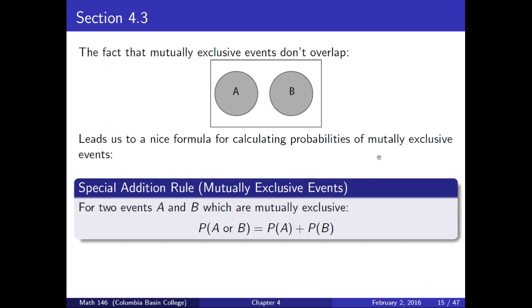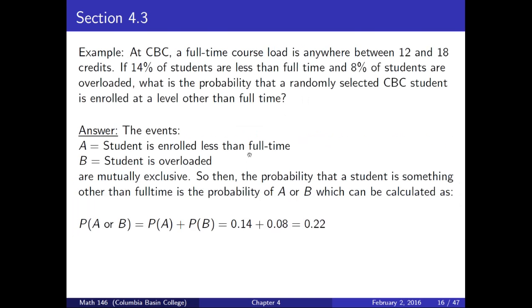Now, the fact that they're mutually exclusive and they don't overlap makes it really nice for calculating probabilities associated with mutually exclusive events. So if I have two events A and B and I want to calculate the probability of A or B, well, since there's no overlap here, I can just take all this probability of A and add in all this probability of B, and that'll get me my probability of one or the other. So here's an example. At CBC, a full-time load is anywhere between 12 and 18 credits.